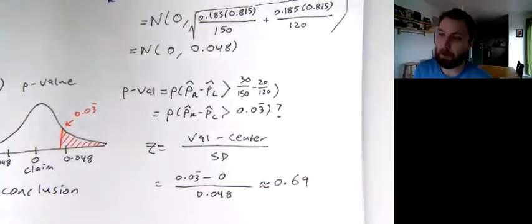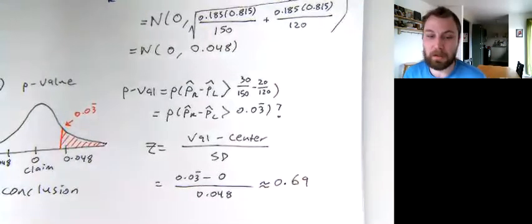I'm rounding as I'm going through this. If you use more digits, you might end up with a more accurate z-score than what I have. Or you could even leave things as fractions. You don't even have to round at all here.